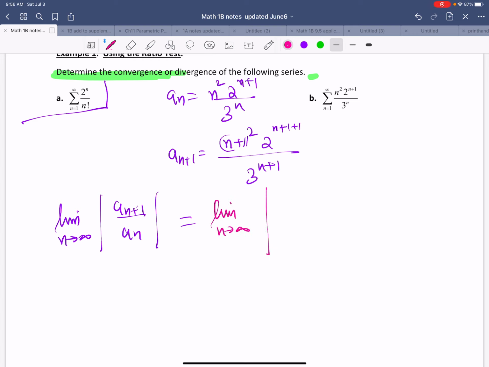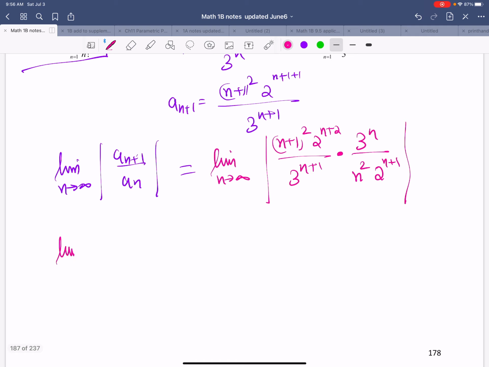So I'm going to skip the middle step where I write the two fractions with the division sign in the middle. I'm going to write a multiplication sign in the middle and flip the bottom fraction. The limit as n goes to infinity of n plus 1 squared times 2 to the n plus 2 over 3 to the n plus 1, times, flipping the second fraction, 3 to the n over n squared times 2 to the power n plus 1. Okay, so now just a little simplification and see all the terms that I can cancel, maybe rewriting some of the terms. I'm going to leave n plus 1 squared as it is, 2 to the power n plus 2. Small eraser.